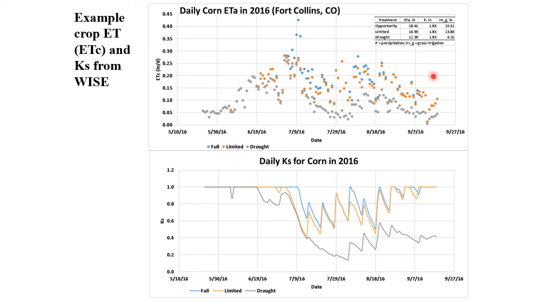And correspondingly, the lower graph shows the Ks, the water stress coefficients associated with each of those points at the top of the curve, where the gray Ks curve shows the lowest values of Ks, and that's why it resulted in the most stress, and correspondingly the lowest values of ET, crop ET.